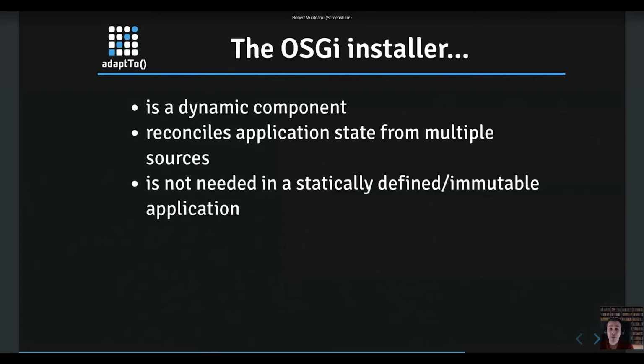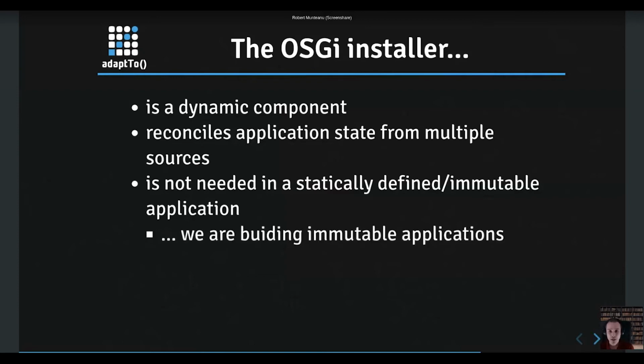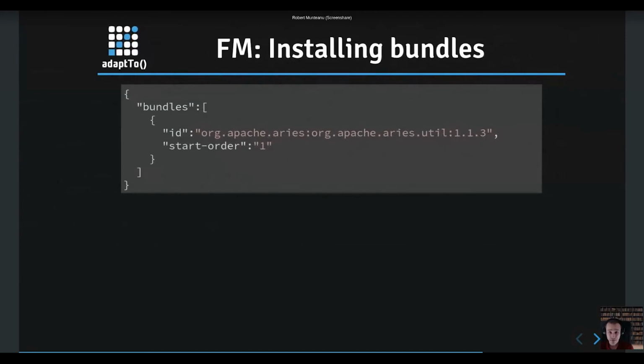I would say, however, that it is not needed in an immutable or statically defined application. And in the current context, we are indeed building immutable applications. So let's make a little thought experiment and see how we can have Sling with the same feature set, but without using the OSGi installer. Now, this is all in the context of the feature model. And the feature model allows us to declare bundles with start orders. And it's natively using the OSGi APIs. So we have that solved.